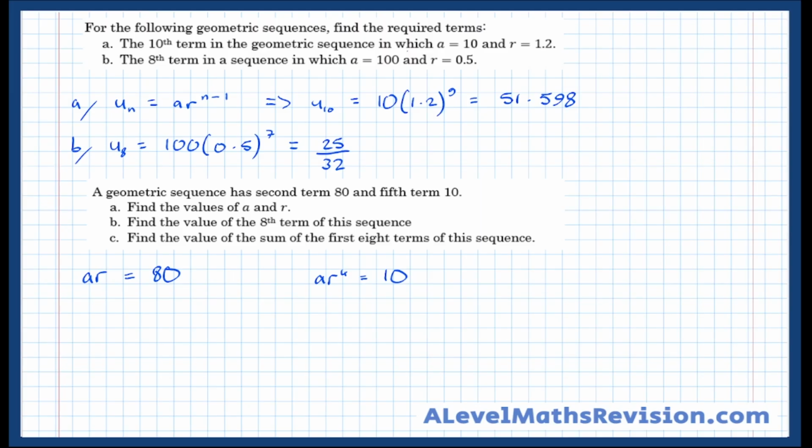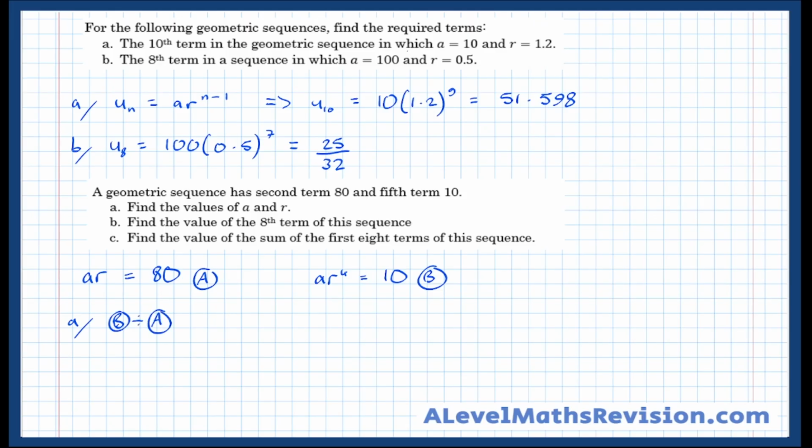So now part A asks us to find A and R. Well, using the two bits of information we've got, equations A and B, I'm going to call it. If I take the one with the highest power of R and divide by the one with the lowest power of R, well, let's do it and see what happens. Let's do B divided by A.